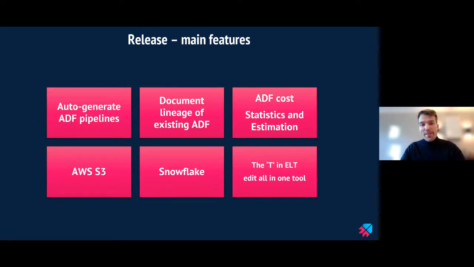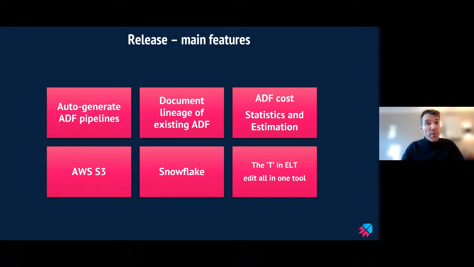So the second part is that you can document the lineage of existing Azure Data Factory or existing data factories you may have. By lineage, we mean the full transparency of data, where it's coming from back to the data source and through all the processing steps done inside Azure Data Factory. So basically you can import the JSON code from your data factory and see the complete data lineage and add it to your online documentation.